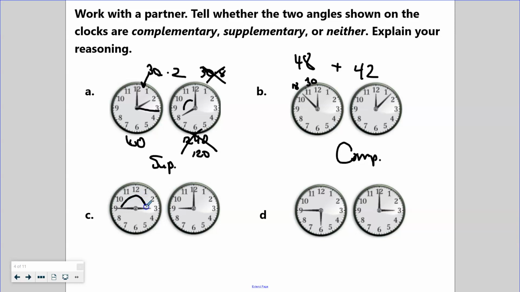This one is 180, right? Because it's from here all the way to here, right? And it would be 1, 2, 3, 4, 5, 6, right? So 6 times 30 is 180. And we can already know that these are going to be neither supplementary nor complementary because it will be way over 180. So we'd say neither. Neither.